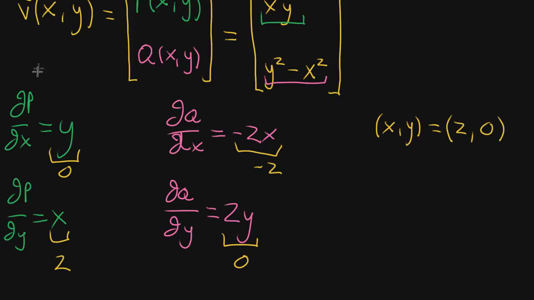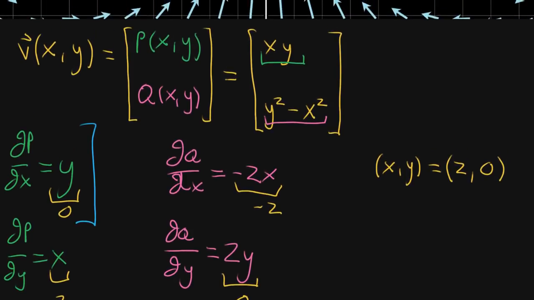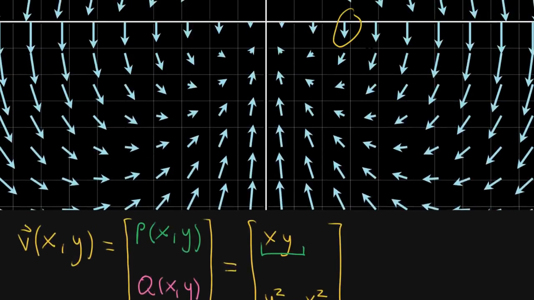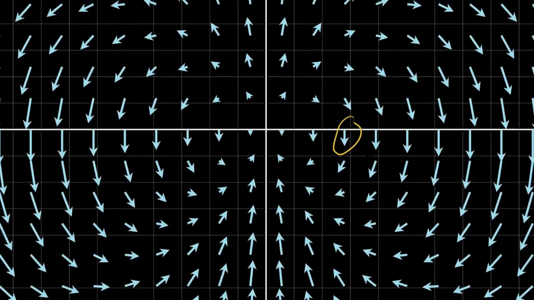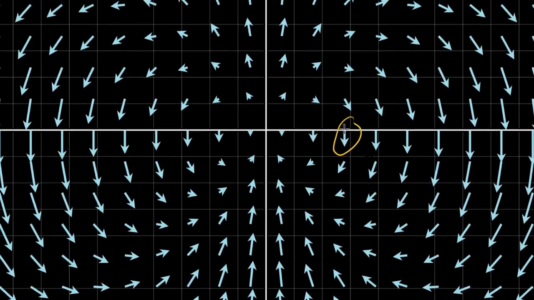And let's start by just looking at the partial derivative of P with respect to x. What that means is that we're looking for how the x component of these vectors changes as you move in the x direction. So for example, around this point, we're thinking of moving in the x direction, vaguely.